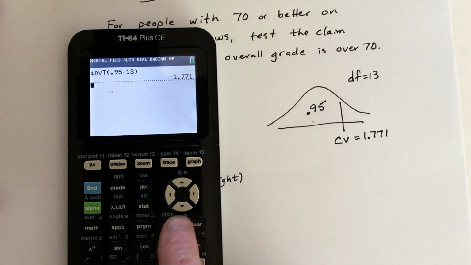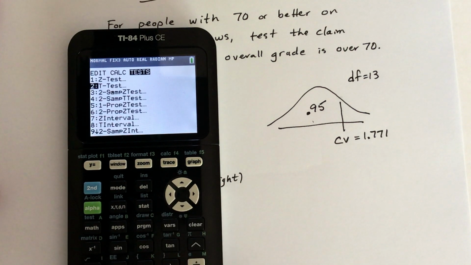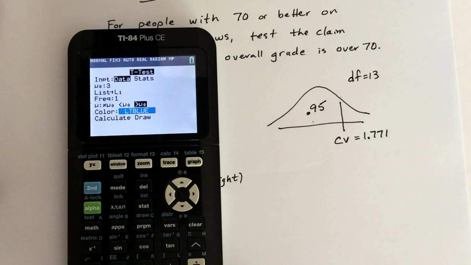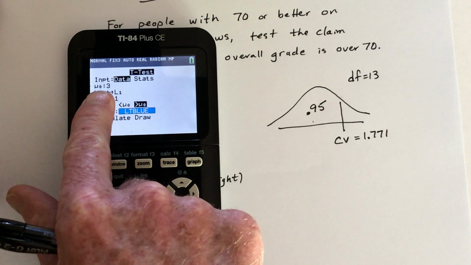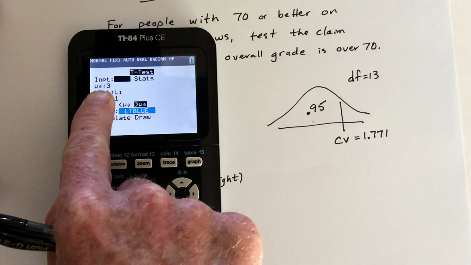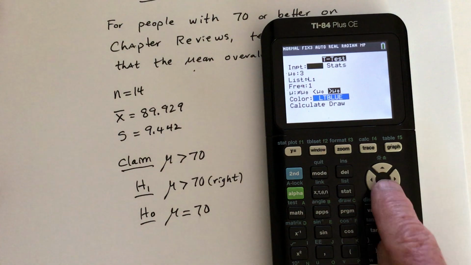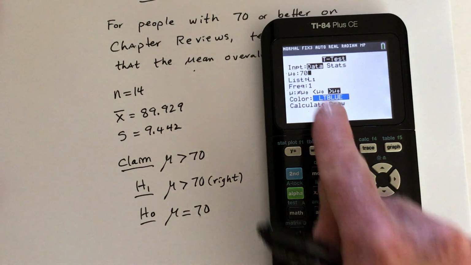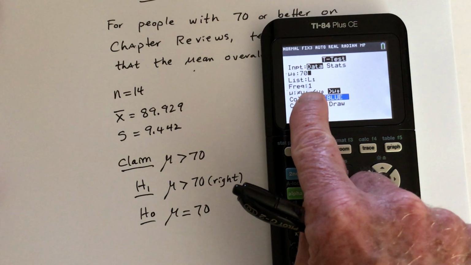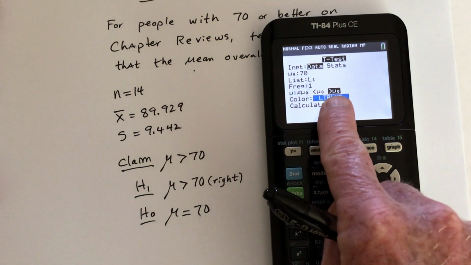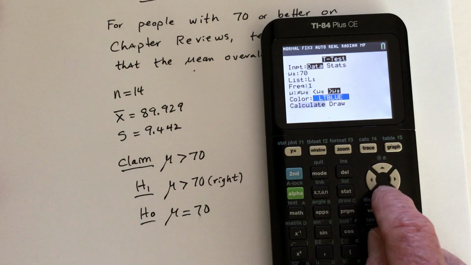Now for the last part, go to stat, tests, and then the t-test. And make sure you tell it the data. And this part right here is saying if you're looking at H sub O, what does it equal? So if you look at the H sub O, it equals 70. And then my data is in list 1, so just use that. Frequency, just leave that as 1. And then this is a right tail, so this should be pointing to the right, which it is. So now just go down to calculate.